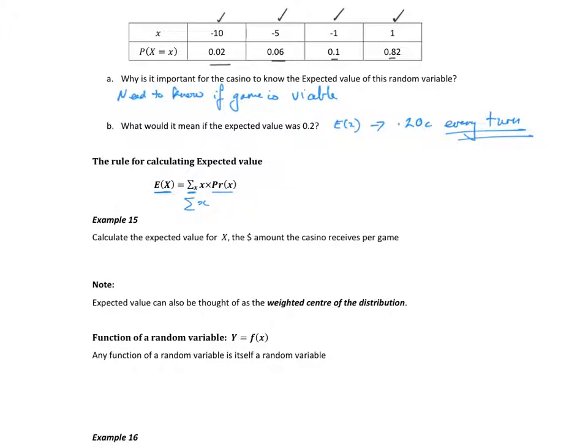What we're doing is X times P of X, X times P of X. So in this case, the expected value is equal to -10 times 0.02 plus -5 times the probability that it occurs, 0.06, plus -1 times 0.1. So it's each X value times the probability of that X value occurring. All right, now I'm just going to assume, given that's what the answer above was, that comes to 0.2. Okay?